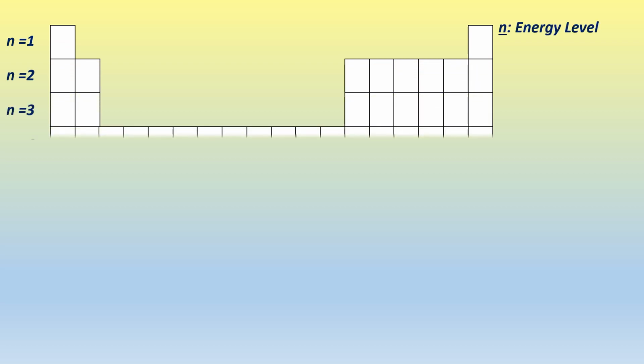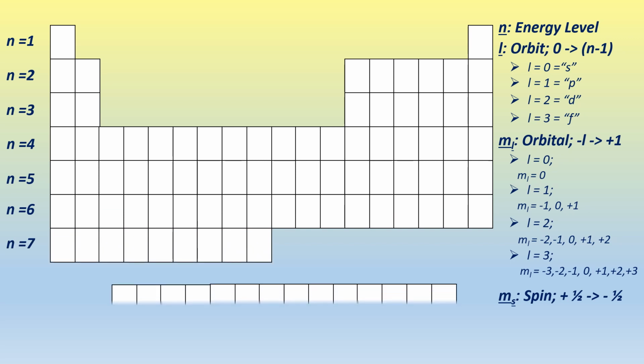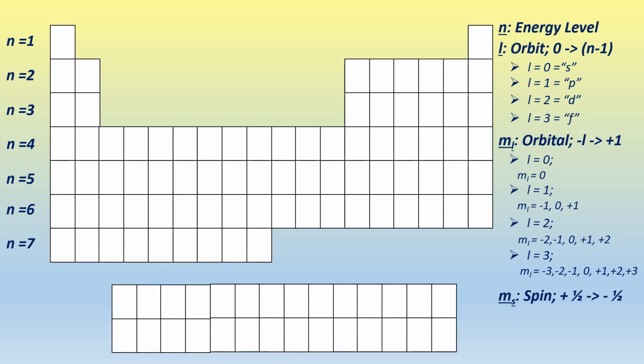Essentially, for any periodic table, the energy level is given in the rows. L defines the orbit from 0 to n minus 1. The common orbits: L equals 0 is an s orbit, L equals 1 is a p orbit, L equals 2 is a d orbit, and L equals 3 is an f orbit.